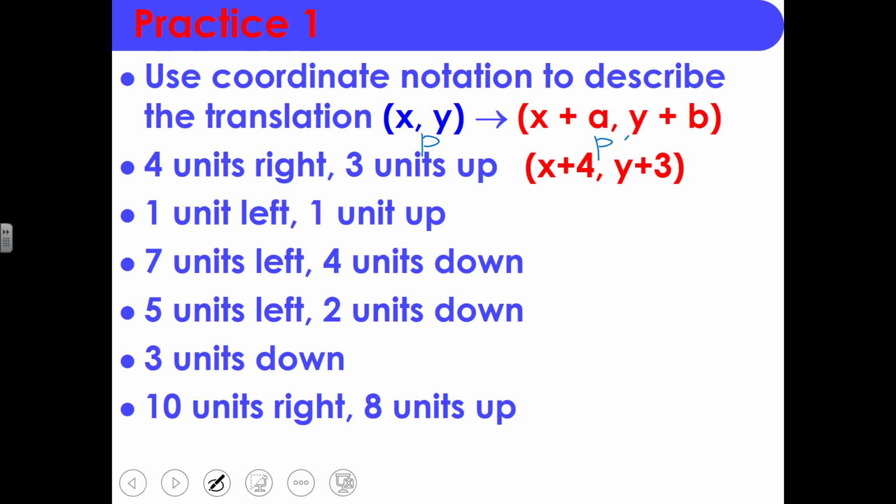In the second situation, you'll be changing the xy coordinates to x minus 1 and y plus 1. In the third case, your xy coordinates will change to x minus 7 and y minus 4. It's x minus 7 because you're moving the point to the left, and it's y minus 4 because you're moving the point down by 4 units. I'm going to let you finish this practice problem for the other 3 situations, and when we come back to the class, we can look over the solutions.